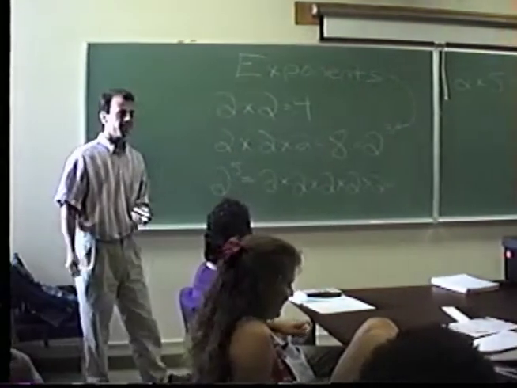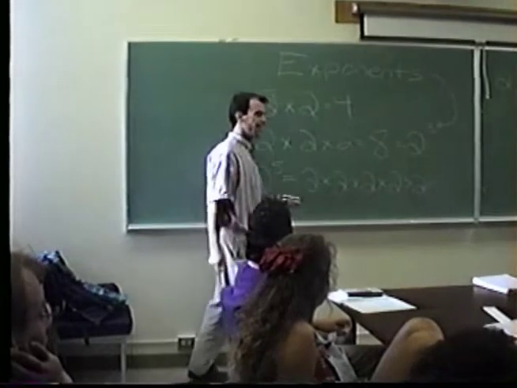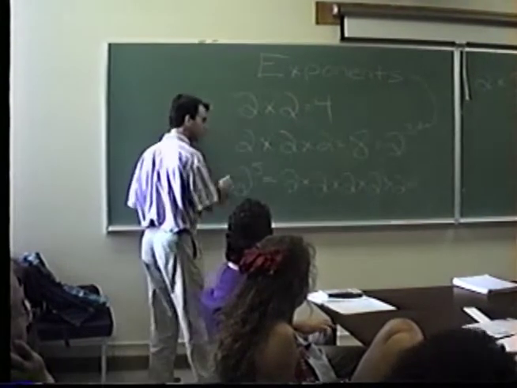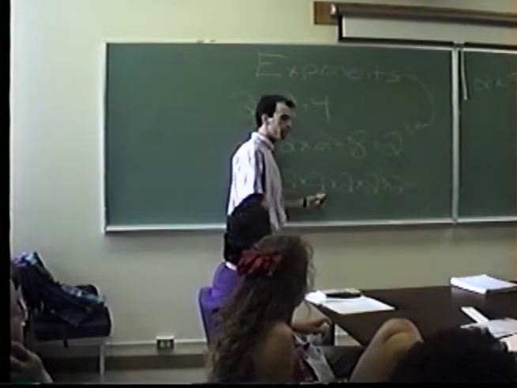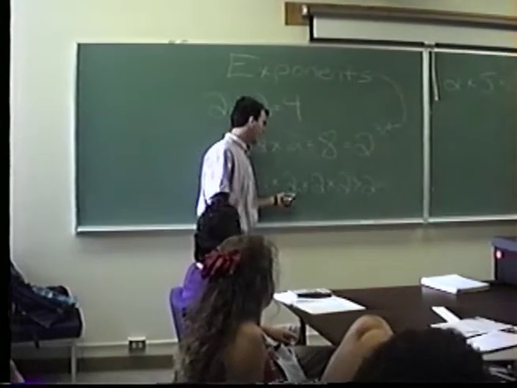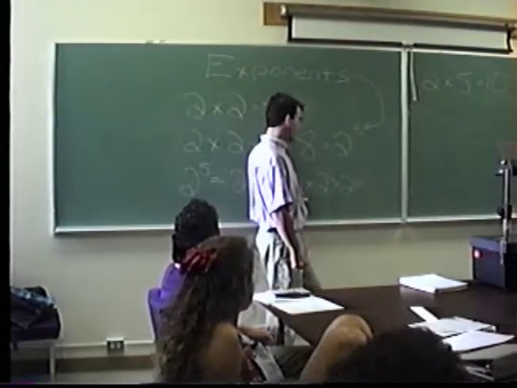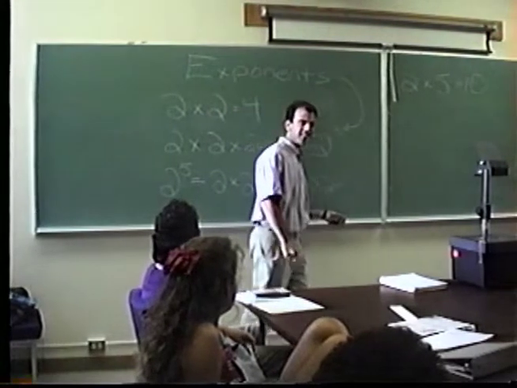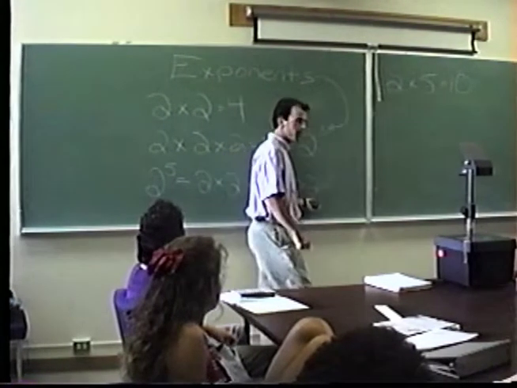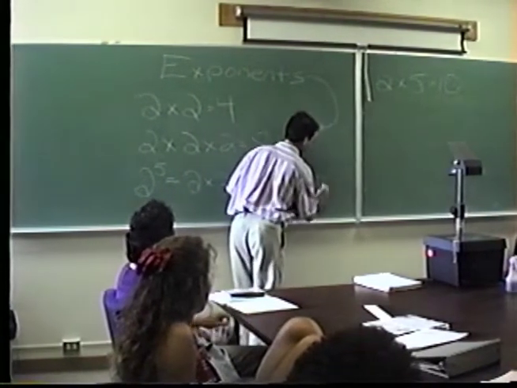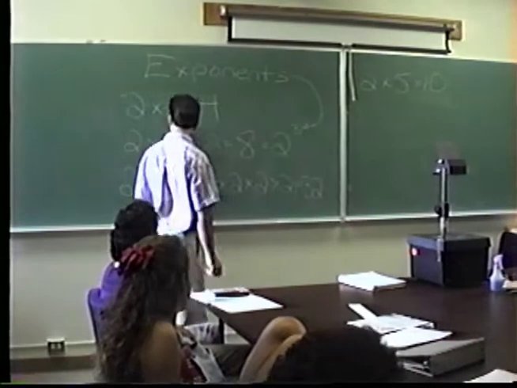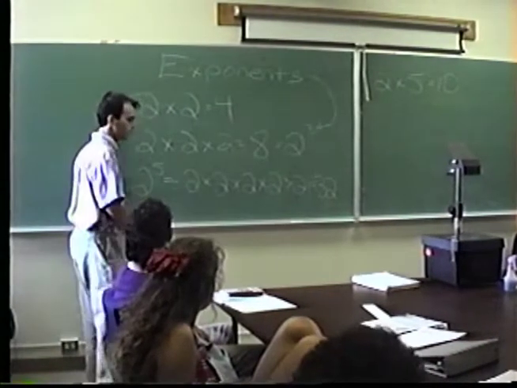And that equals, can you tell me what that equals? 2 times 2 times 2. What's 2 times 2? 4. What's 4 times 2? 8. What's 8 times 2? 16. And 16 times 2? 32. All right. 32. So 2 to the 5th equals 32.